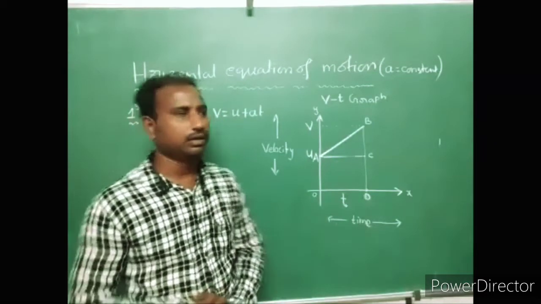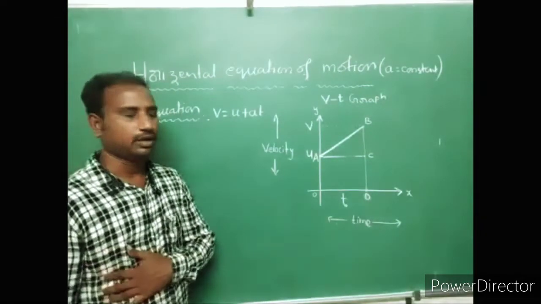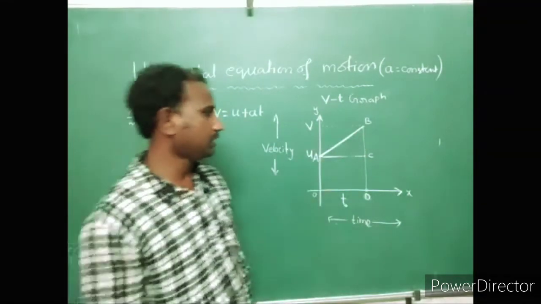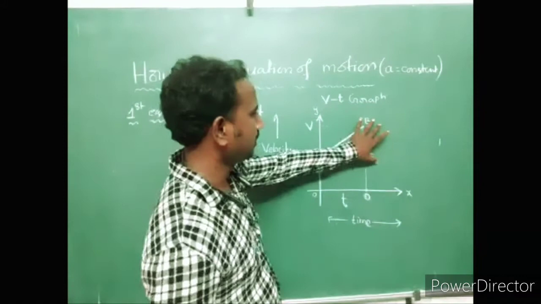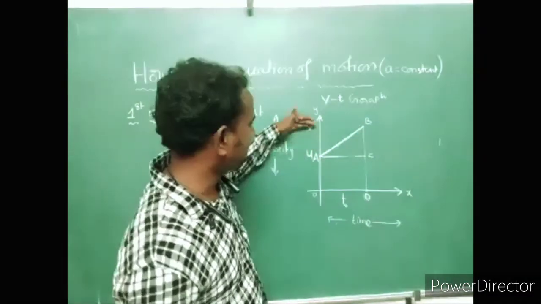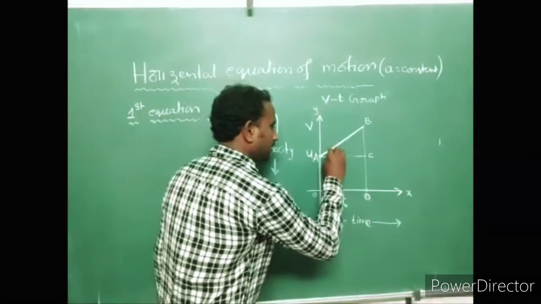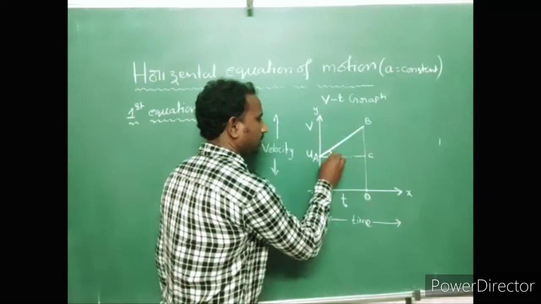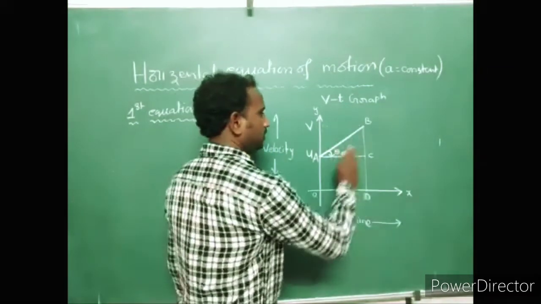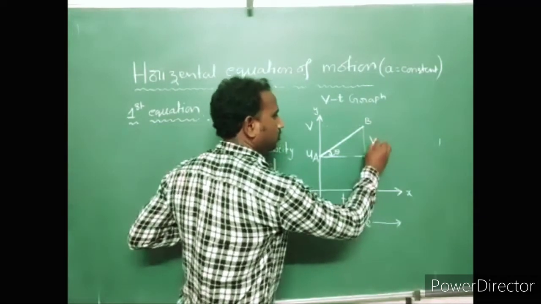Now we have to derive the first equation of motion, V equal to u plus AT. With this information from the graph, first we can identify that BC represents V minus u, final velocity minus initial velocity. Here we consider the angle of slope, theta. It is a right angle triangle. The opposite side of this angle is BC. That value equals how much?